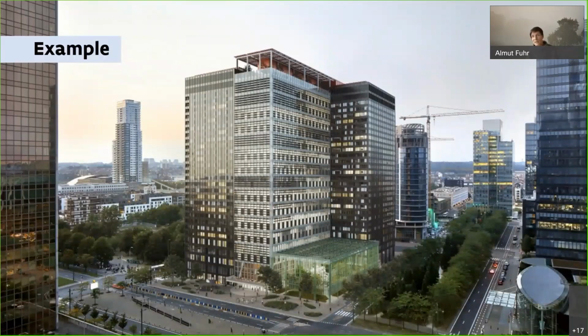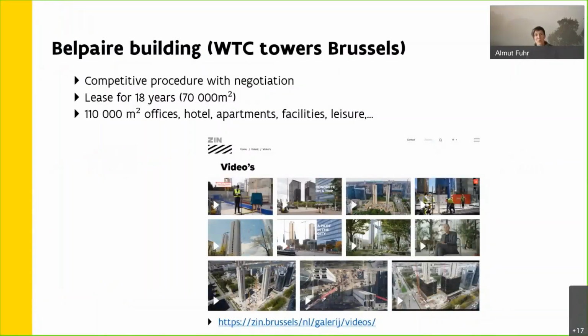But that's our example now. It's the World Trade Centers in Brussels. It's very close to the North Station. You see two towers left and right of the middle centrum thing. These are the old towers, and in the middle there's a new tower or a new long thing added in between. It's now called the Belpere building.